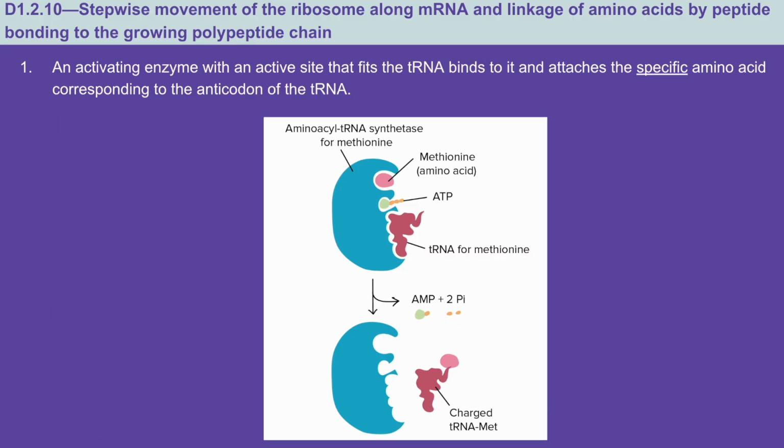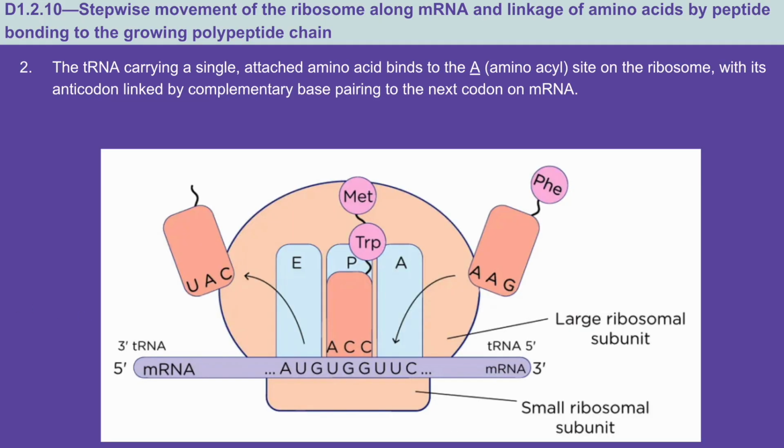Now, before the ribosome even attaches to the mRNA, we are going to need to charge up those tRNAs. And that means we're just going to add that specific amino acid to that specific tRNA. So that's going to happen by a specific enzyme. So each of these tRNAs with their different anticodons is going to have a specific enzyme that only matches in its active site with that particular tRNA and the specific amino acid that matches with it. And so this enzyme is then going to charge up our tRNA, which means the amino acid now is attached to it.